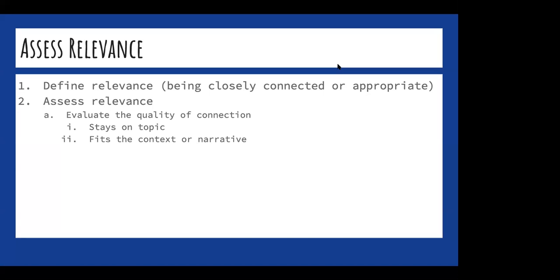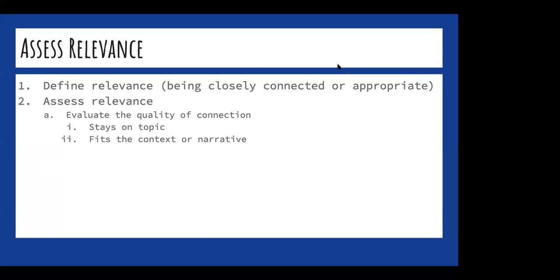So again, yesterday we talked about everything has to start with defining. So you have to always lead with the definition so that students understand. So when we talk about relevance, relevance means that it is closely connected to something and that it is appropriate. So since we're talking about claims, the evidence, and reasoning, the evidence has to be closely connected. It has to be appropriate.